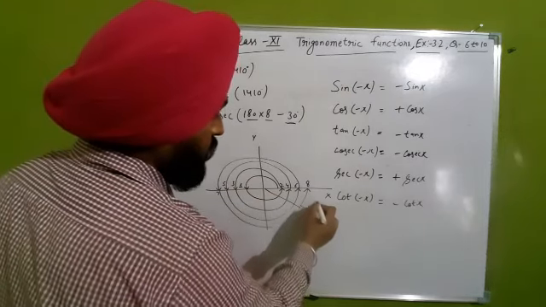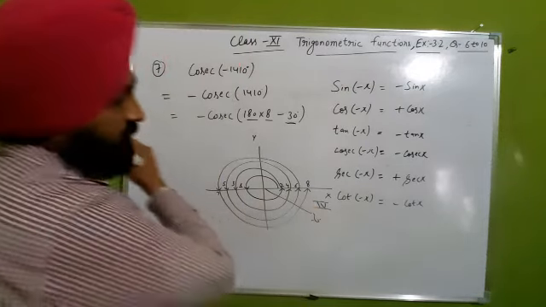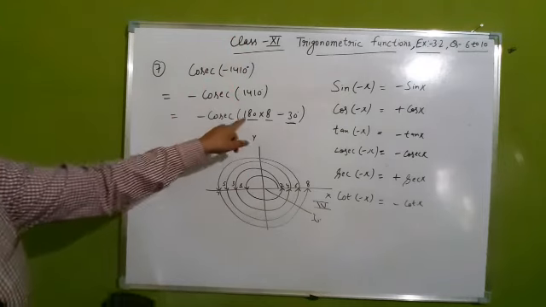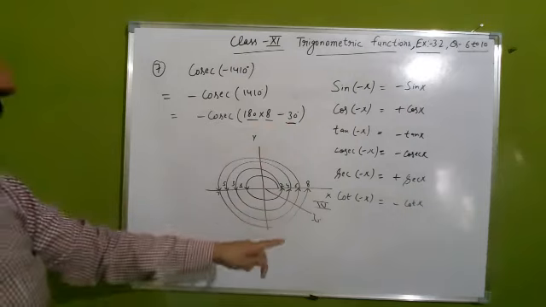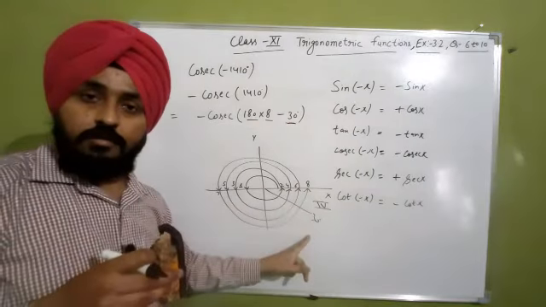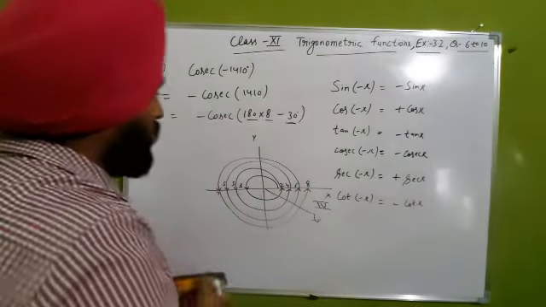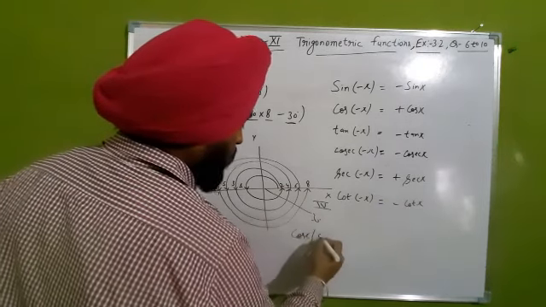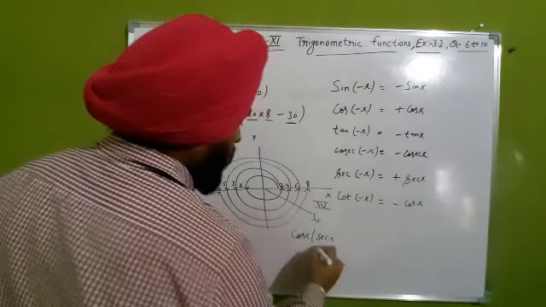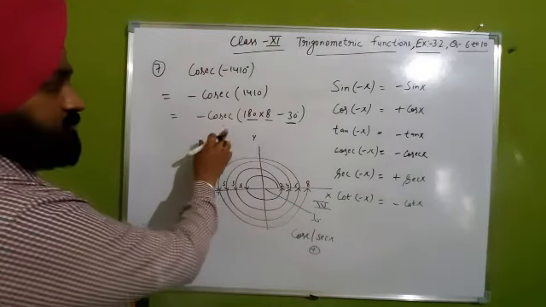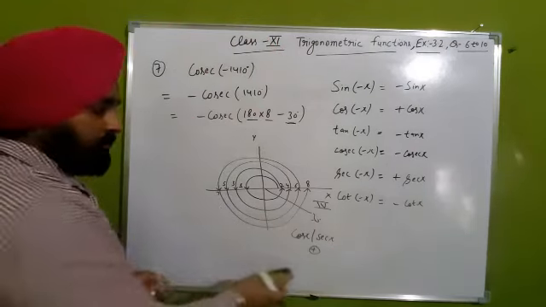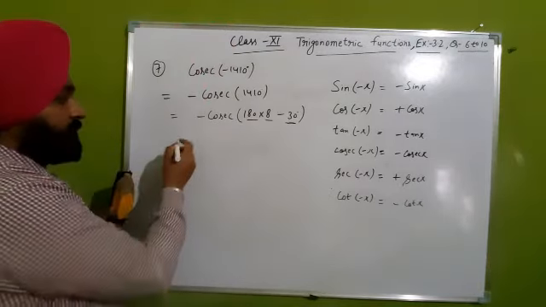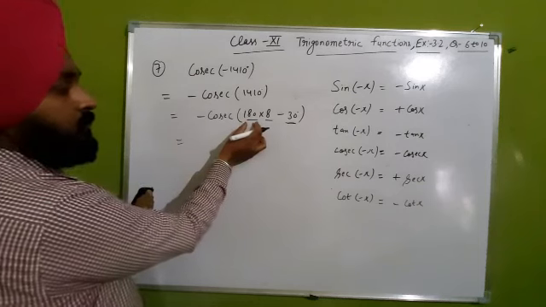That is the 4th quadrant. So this cosecant of (180 times 8 minus 30 degrees) will lie in the 4th quadrant. As we know, in the 4th quadrant only cos and secant are positive, others are negative. So that means this cosecant will be negative there. Clear?